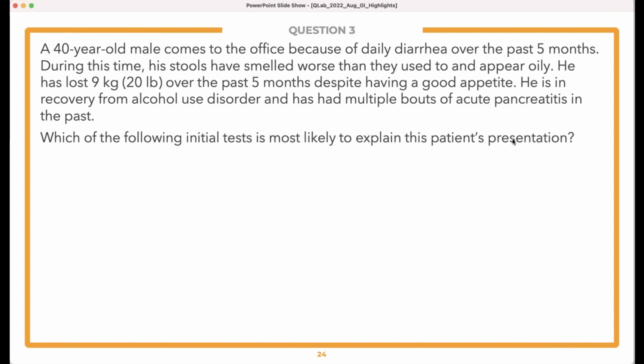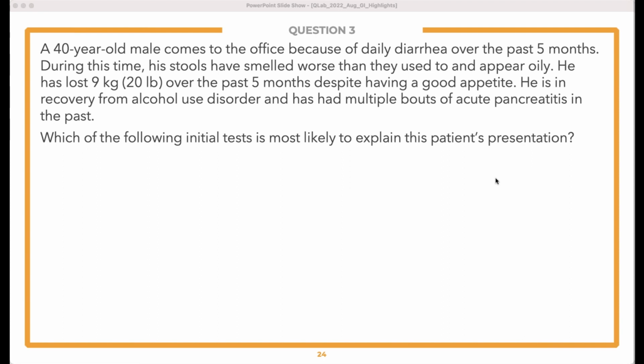A 40-year-old male comes to the office because of daily diarrhea over the past 5 months. During this time, his stools have smelled worse than they used to and appear oily. He has lost 9 kilograms over the past 5 months, despite having a good appetite. He is in recovery from alcohol use disorder and has had multiple bouts of acute pancreatitis in the past. Which of the following initial tests is most likely to explain this patient's presentation? Go ahead and head over to the question box and let us know how many steps you think it will take to answer this one as I turn it over to Pars.